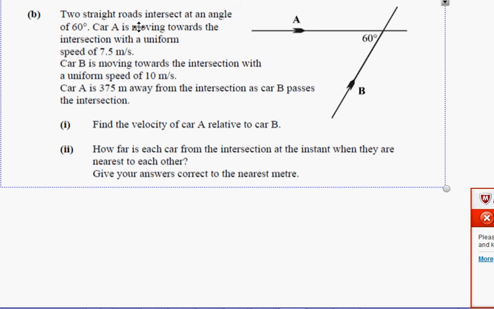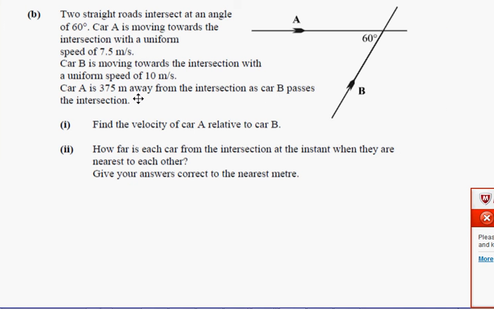Now, two straight roads intersect at an angle of 60 degrees. Car A is moving towards the intersection with uniform speed 7.5 meters per second. Car B is moving towards the intersection with uniform speed 10 meters per second. Car A is 375 meters away from the intersection as B passes the intersection. Find the velocity of car A relative to car B.